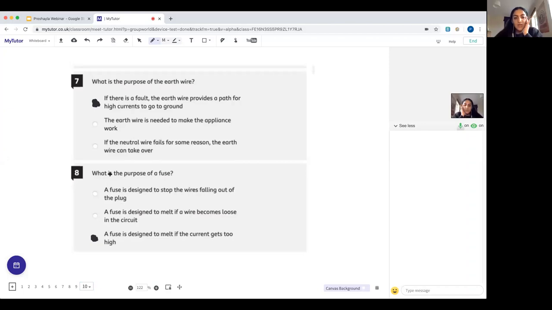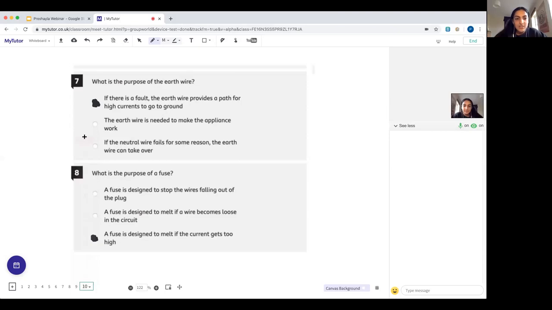And then the next one, what is the purpose of a fuse? Now, this is not to stop the wires falling out of the plug. That's the purpose of our bracket at the bottom. A fuse is designed to melt if a wire becomes loose in the circuit. No, not quite. So if a wire becomes loose in the circuit, a fuse is not going to do anything to help that. So the purpose of a fuse is indeed designed to melt if the current gets too high. And if the fuse melts, that breaks the circuit and it doesn't allow current to pass through, and therefore it doesn't allow current to pass into us.